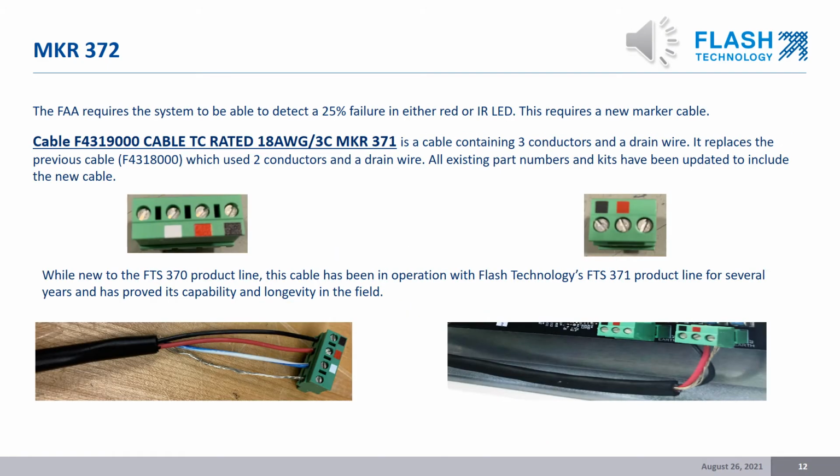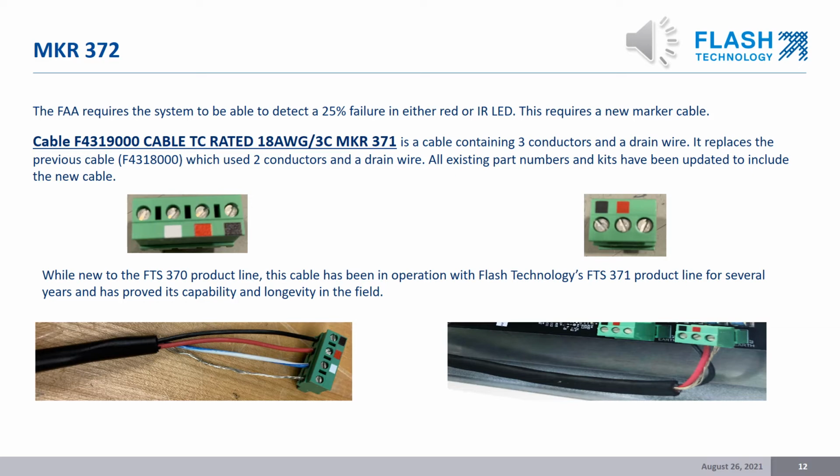The mandate from the FAA to be able to detect 25% failure in either red or IR LED necessitated a change in the type of marker cable which is used by the Flash Technology 370 system. This is a cable containing 3 conductors and a drain wire. It replaces the previous cable which used 2 conductors and a drain wire. All existing part numbers and kits have been updated to include the new cable.